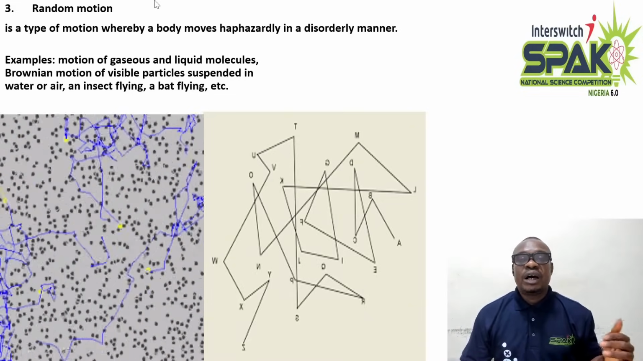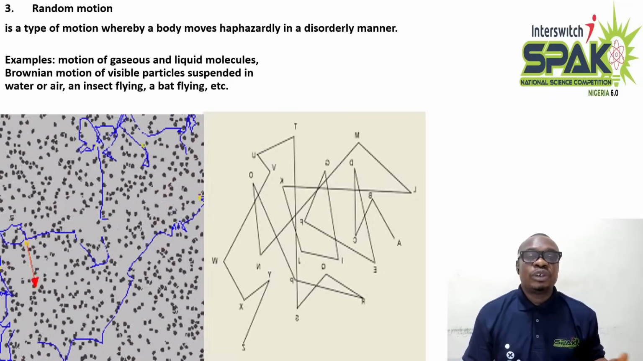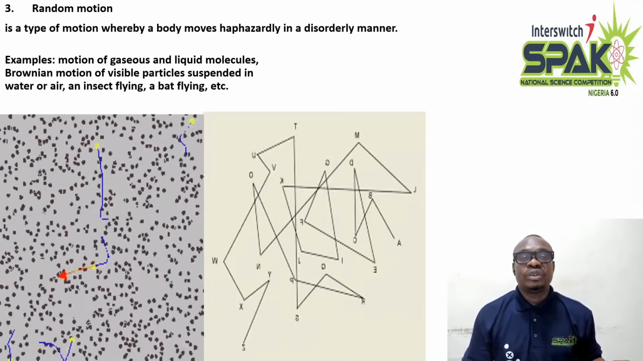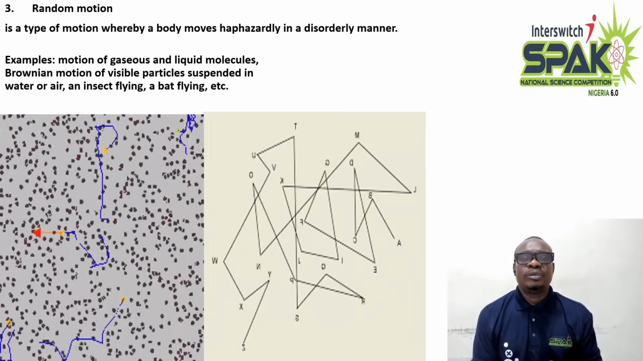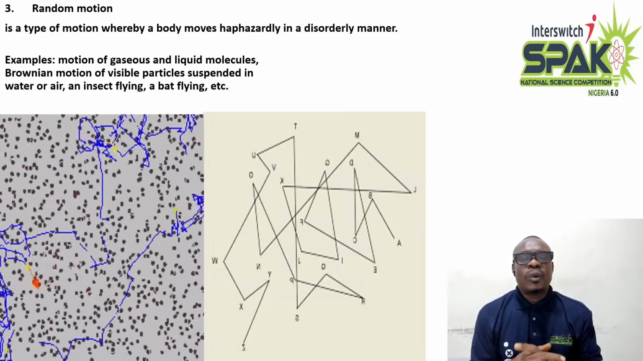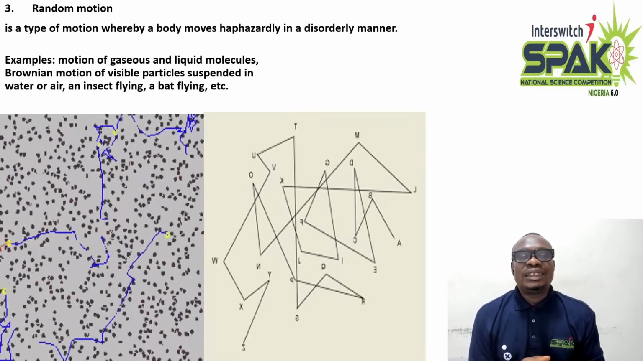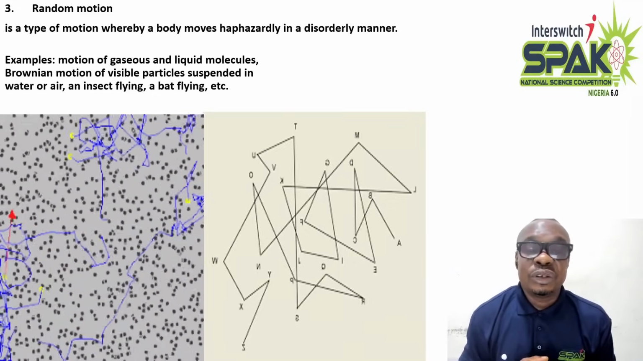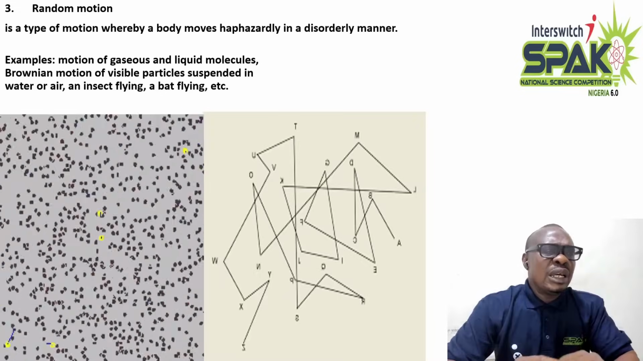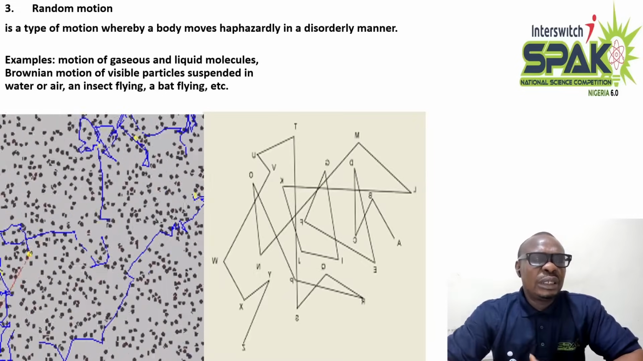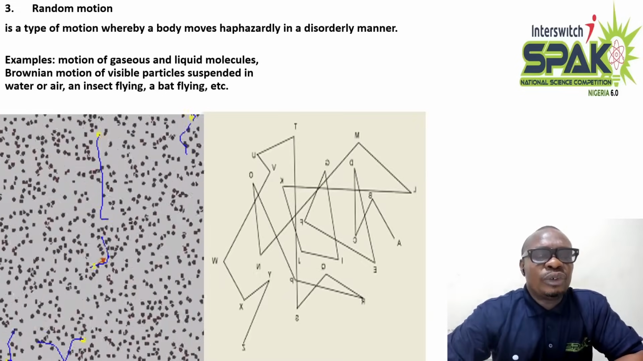We have liquid molecules. Motion of gaseous and liquid molecules. We have the Brownian motion of visible particles. Then we have an insect flying, a bat also flying. So they are all random motion. But let me just emphasize on this Brownian motion.